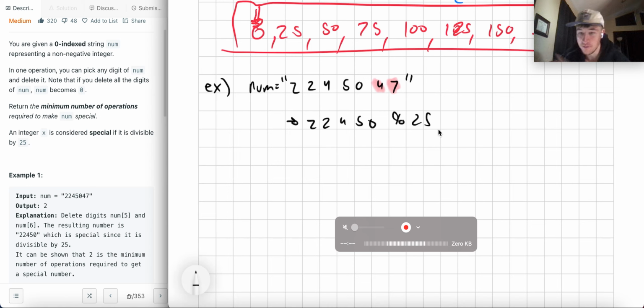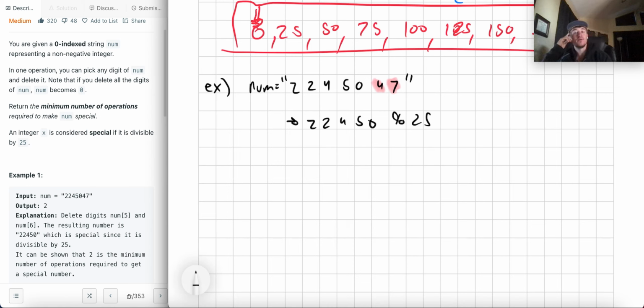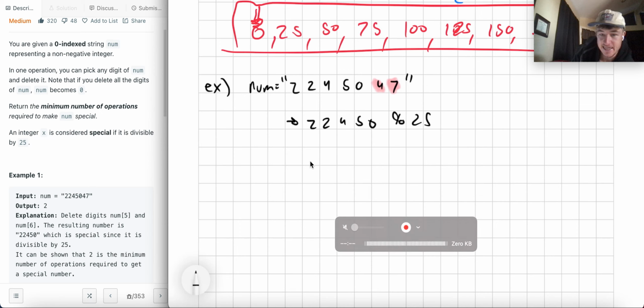But there's a little bit of a trick here, right? And that trick will become clear in a second. But yeah, this is divisible by 25. Just trust me. Maybe you already see the pattern. But right, this is divisible by 25.